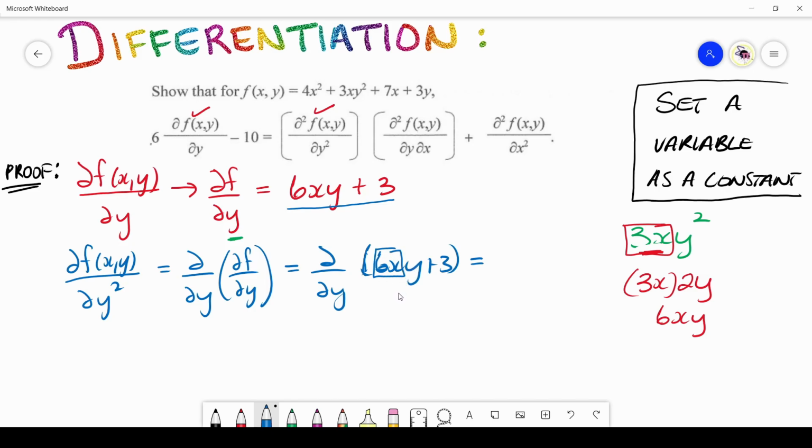Just keep thinking of it: 6x is a number, 6x is a number. If I'm differentiating y with respect to y, that's just 1. And just remember, you have that number in front, 6x. So 6x times that 1 is just 6x. And the differential of 3 is 0. And you're done. So we have found the second one.